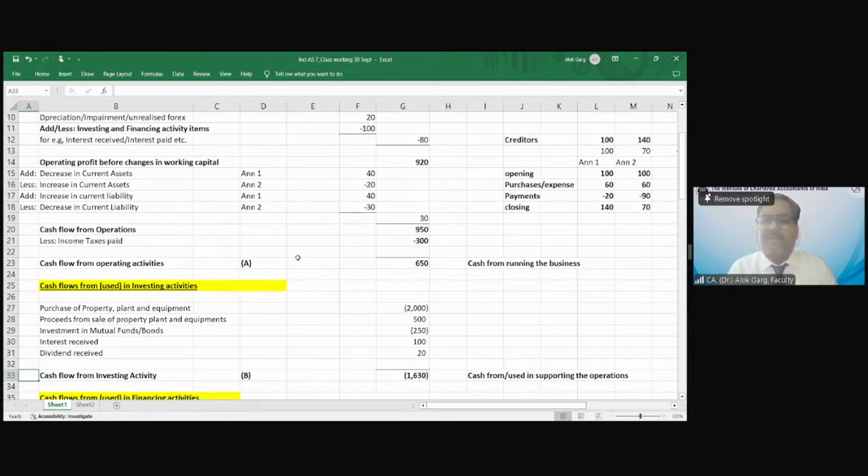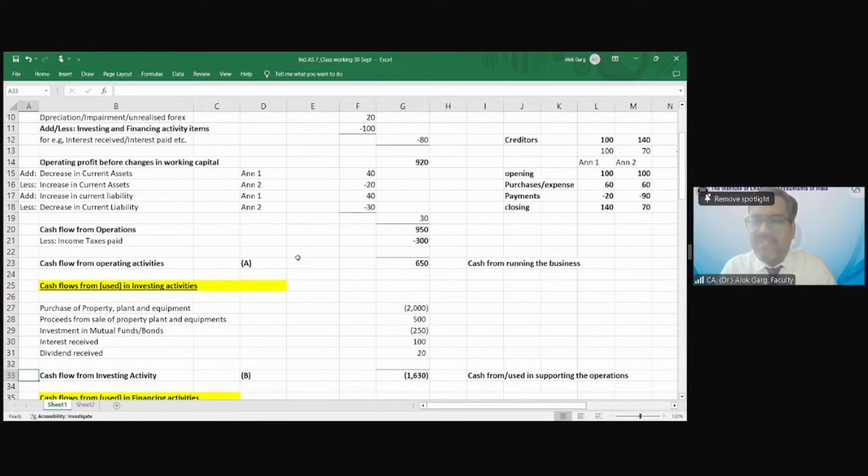What is the nature of the debtors? Current asset? A credit debtor is a current asset? Yes, sir. So why will the debtor balance increase? Because of the credit sales? Yes, sir. But not only because of the credit sales. There are two elements to it. Because of the credit sales, and for those credit sales, cash has not been received. Yes or no? Yes, sir.